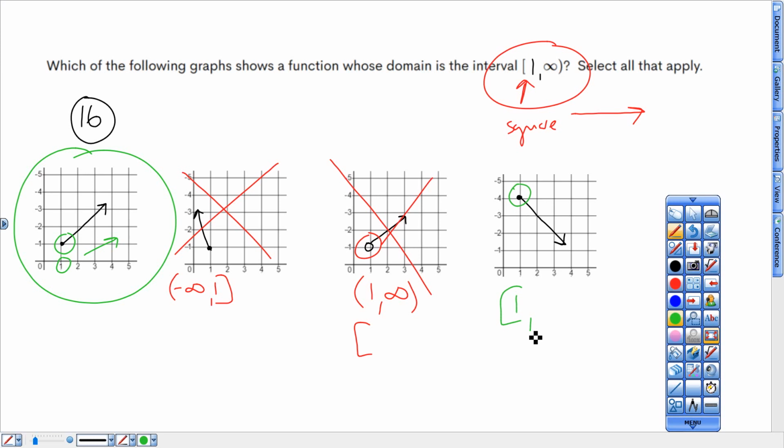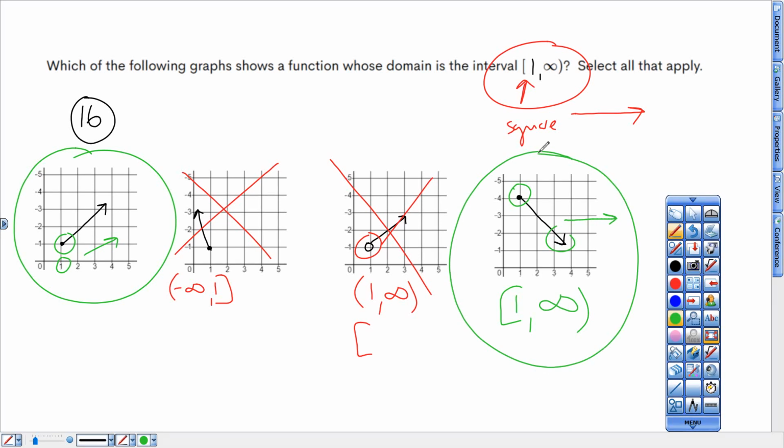And then even though this is going down, it's going to the right. So that is positive infinity for sure. So those are the two that match 1, infinity. Here we go. Next problem.